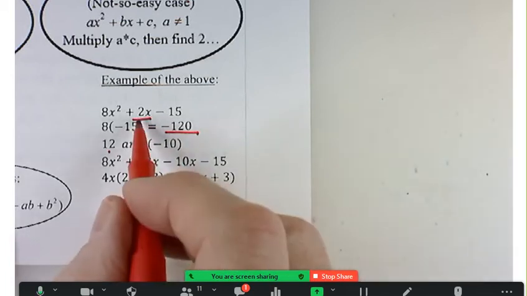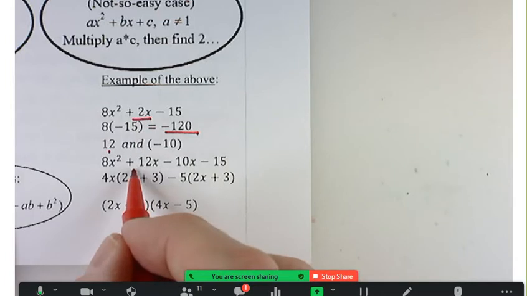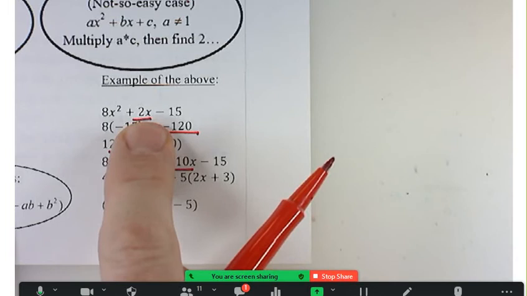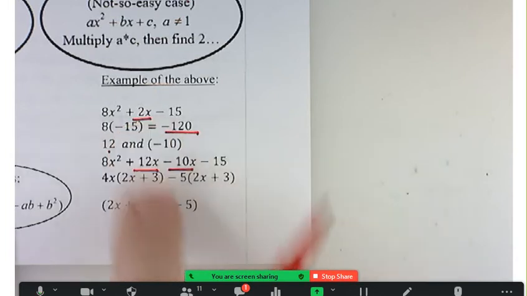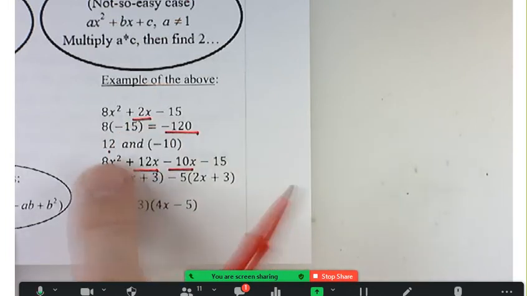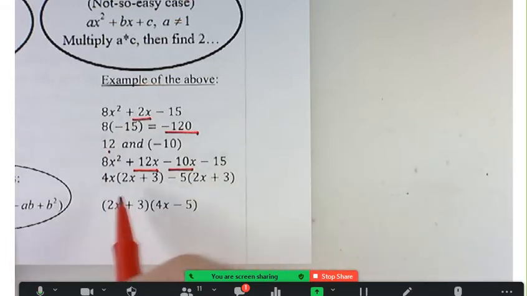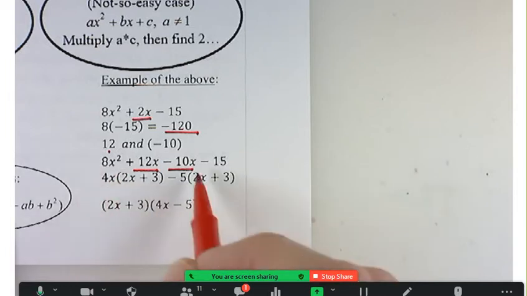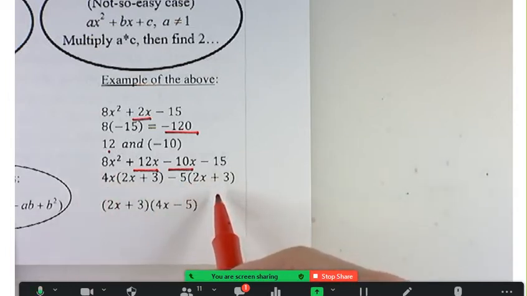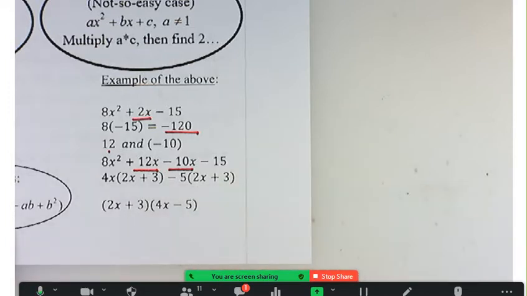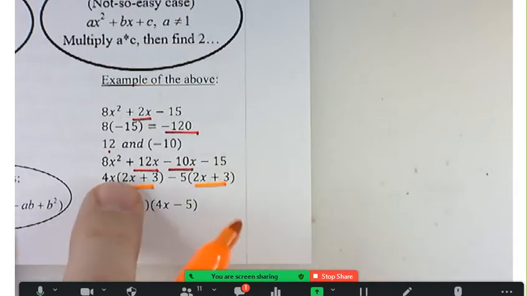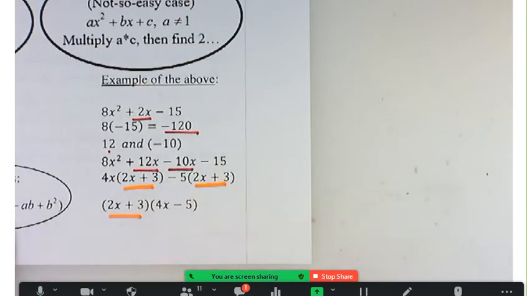So I'm going to split up that 2x term into 12x minus 10x. Now 12x minus 10x gives me that middle number. But instead of combining that and getting 2, I'm going to factor this by grouping. You can factor out a 4x from the first two terms, a negative 5 from the second term. And after you do that, you'll see that 2x plus 3 is a common factor. Factor that out, it leaves behind 4x minus 5. That's fine. It works. It's a good method.